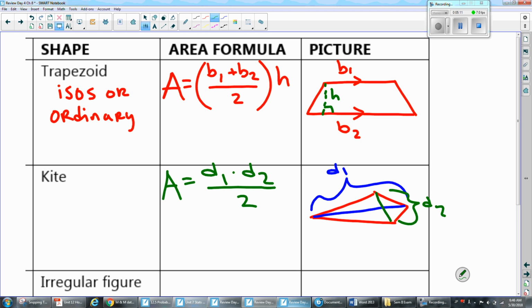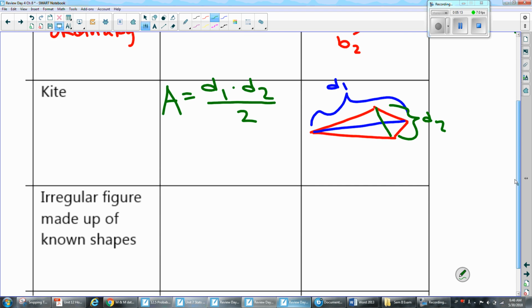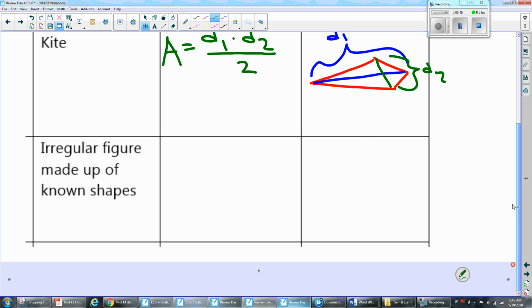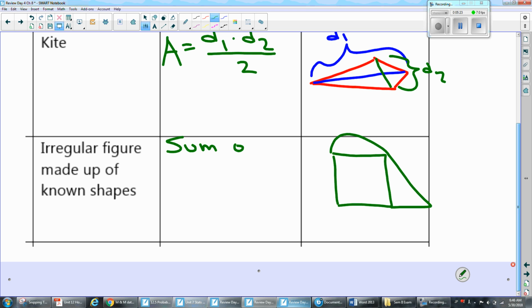And if you had some sort of irregular figure, maybe it looks something like this. Here's a square and a semicircle and a triangle. Let's find the sum of all the areas of those shapes. So we're just adding up all of those separate areas.